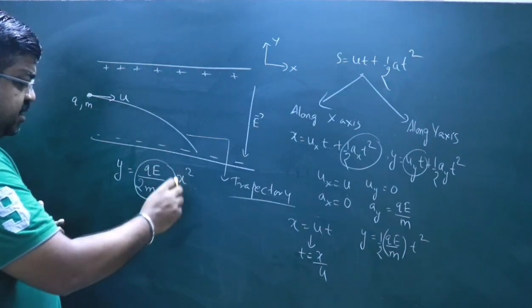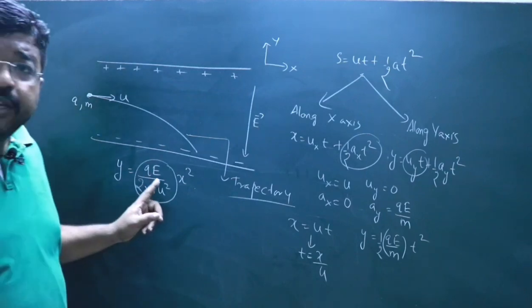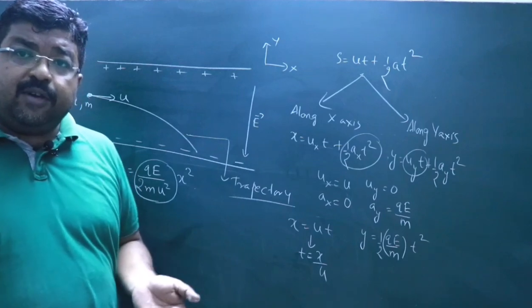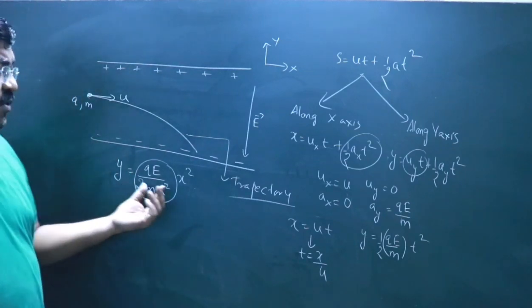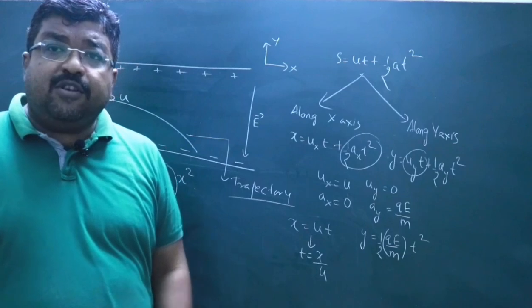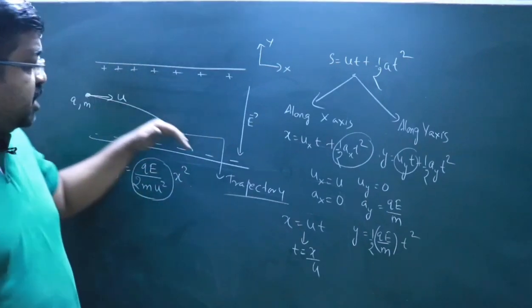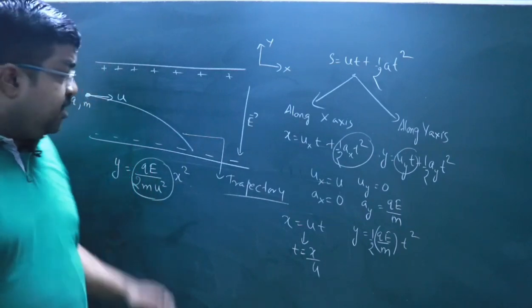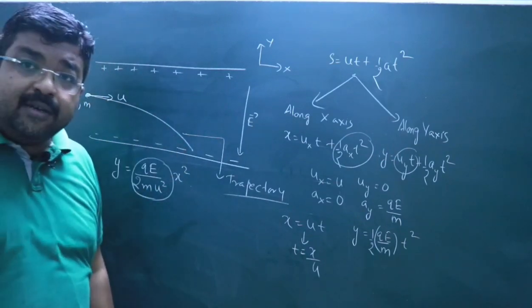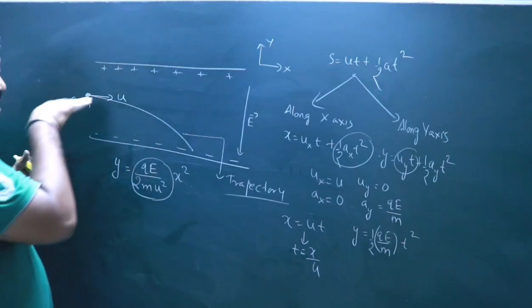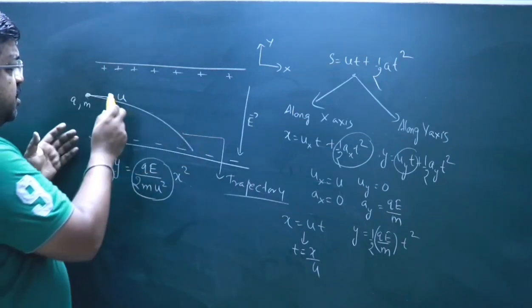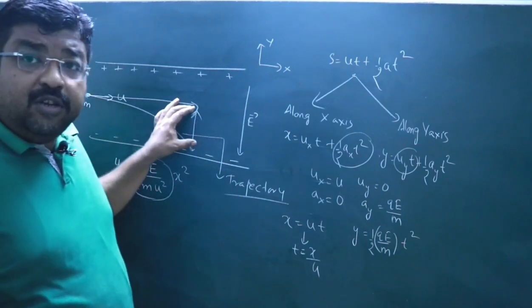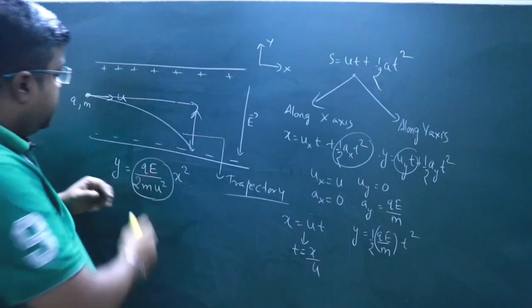As you can see, all these terms, q, E, 2, m, u square, are constant for a given charged particle. Since these terms are constant, this is of the form y is equal to kx square, which is the equation of a parabola. The trajectory of this charged particle under the influence of a uniform electric field is parabolic. While moving in this direction, it is undergoing a deviation from its original path, and that deviation is measured by the term y.